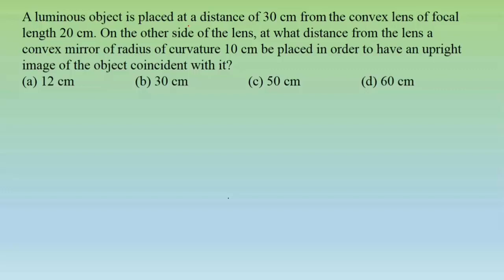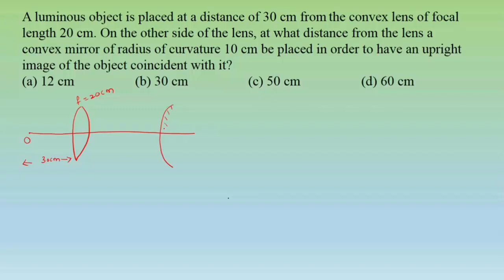A luminous object is placed at a distance of 30 centimeter from a convex lens of focal length 20 centimeter. First I am going to consider a convex lens of focal length 20 centimeter. Let us take the object is here. A luminous object is placed at 30 centimeter from the convex lens having focal length 20 centimeter. Then on the other side of the lens, at what distance from the lens a convex mirror? Let us draw the convex mirror here.